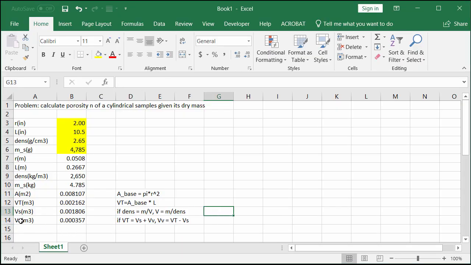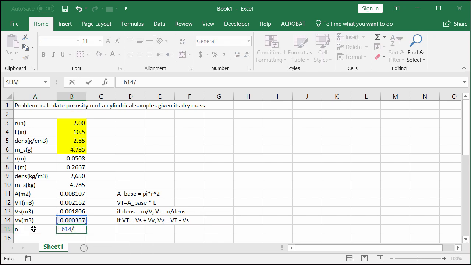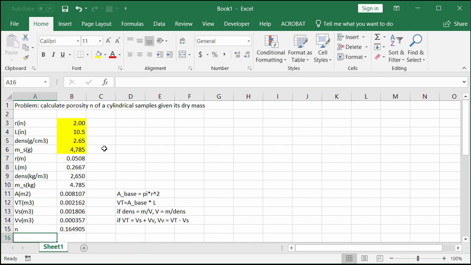So now we have the volume of the voids in B14, and we have the total volume in B12. So that's all I need now to calculate N. And notice I'm not going to put any units here because it's dimensionless. If I don't have any units, the implication is that it's dimensionless. N will equal B14 divided by B12. There we go. This is my final answer then for the porosity.